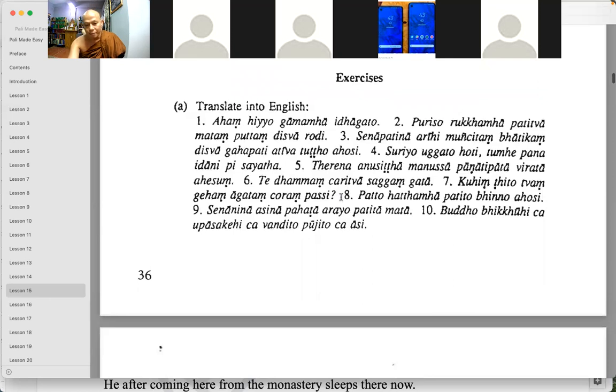Also, in another way, here tiṭṭhanto: kuhiṃ tiṭṭhanto, gehaṃ āgataṃ coraṃ. Gehaṃ āgataṃ coraṃ is a past participle phrase with object function for passasi. And also tiṭṭhanto tvaṃ is a participle phrase, but here it has subject function for passasi. In this way we can analyze and understand.